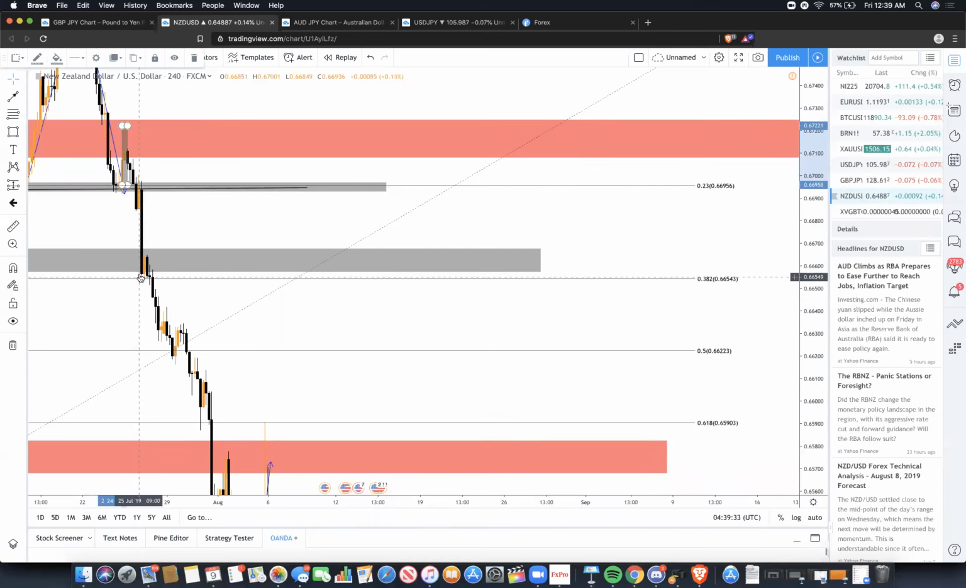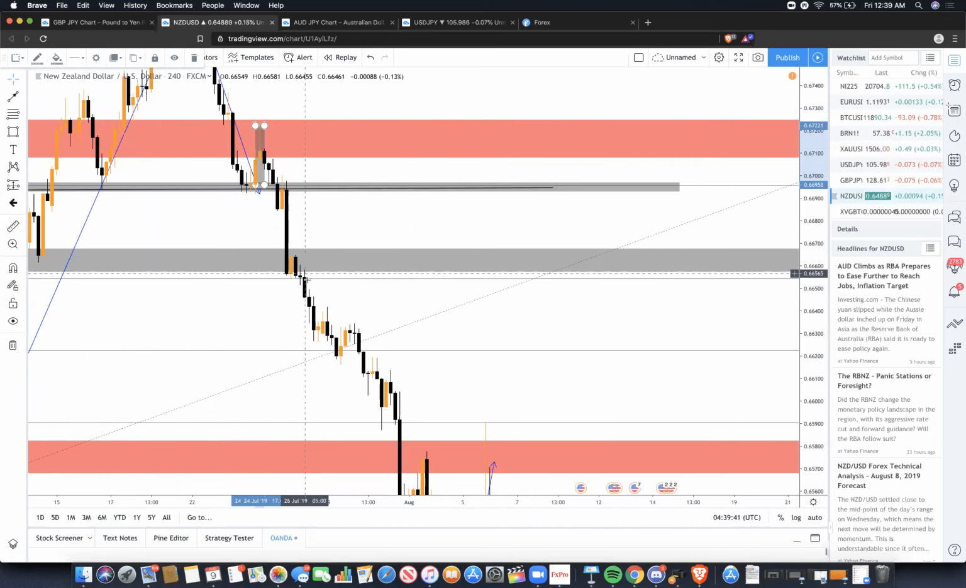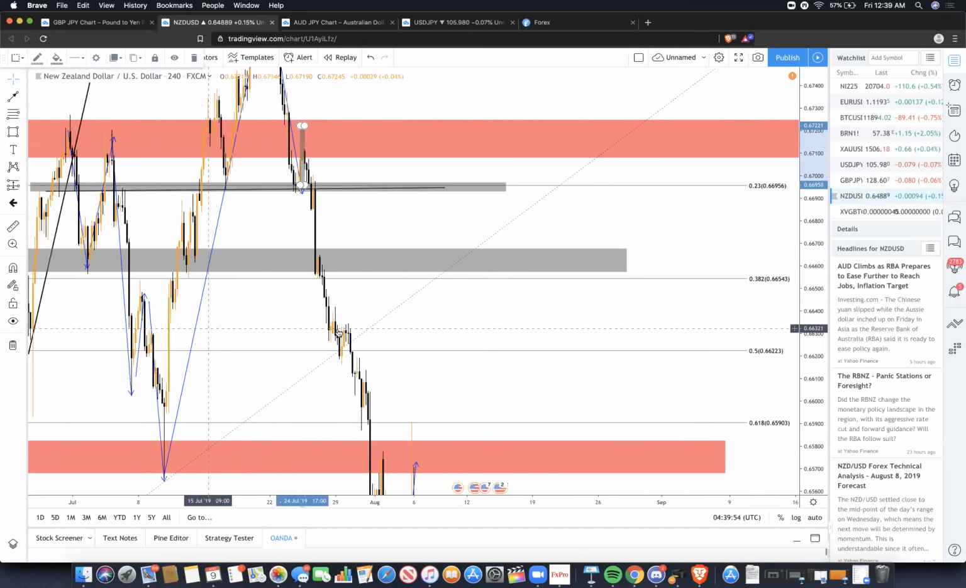Where did it respect? My 38.2. You see that? And then what happened? We have this decision candle here. The next candle, the important thing, went down, right? Where did it respect? My 50. Couldn't break above.